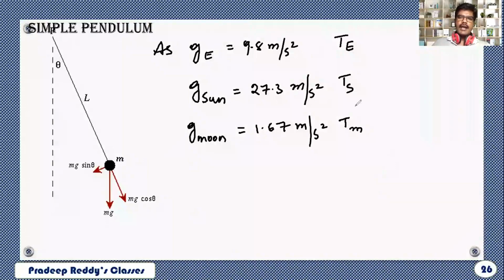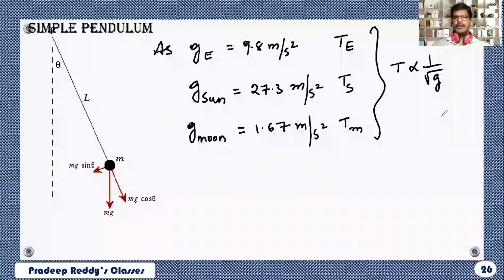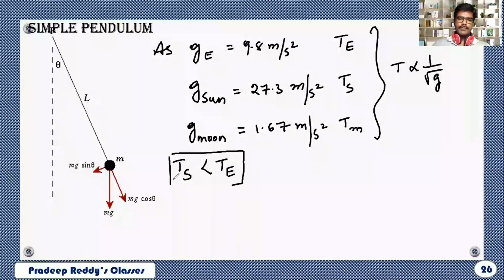Clearly, as we know, in all these cases, time period is inversely proportional to acceleration due to gravity. So if you are taking the pendulum from earth to sun, what happens? Acceleration due to gravity increases, so time period will decrease. So time period on sun is less than time period on earth. Right? This is point number 1.